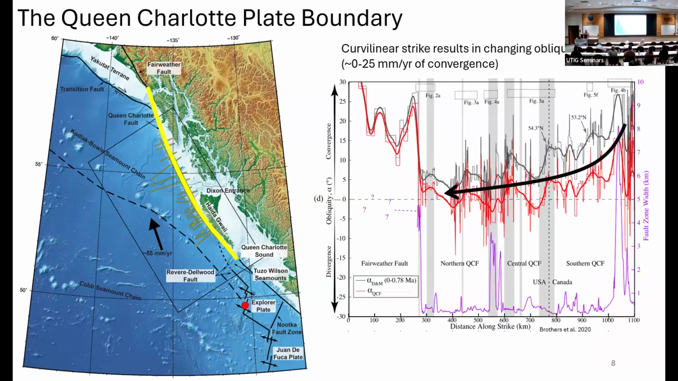So the Queen Charlotte has this curvilinear strike, as you can see just by the simple yellow line. As you move from north to south, the obliquity between the Pacific plate motion and the plate boundary increases from about 0 degrees in the north to about 25 degrees in the south. And this translates to between 0 and 25 millimeters per year of oblique convergence that must be accommodated by the system somehow.